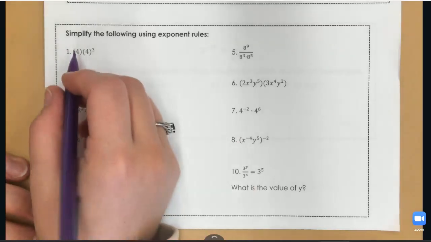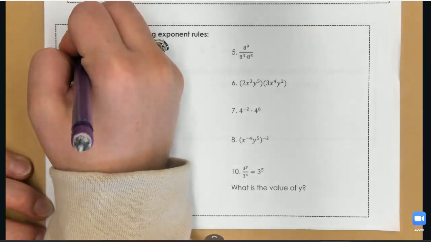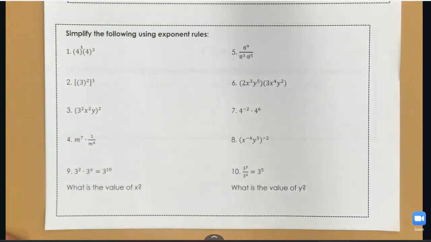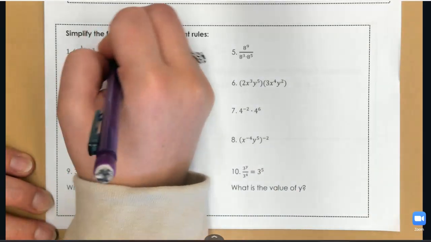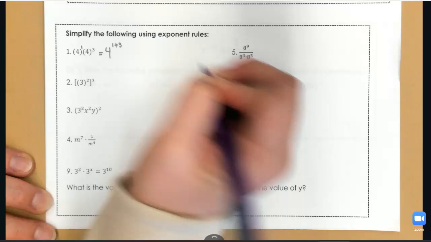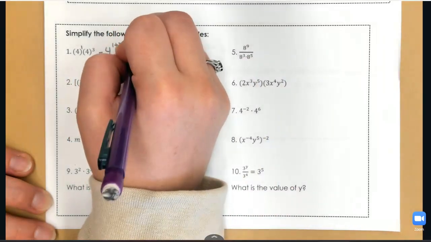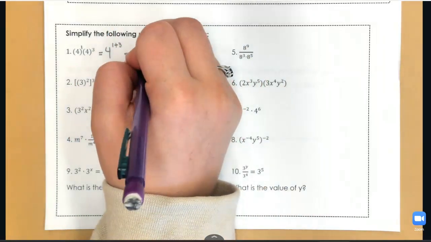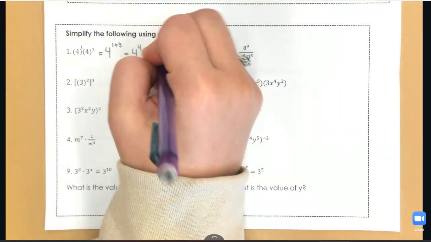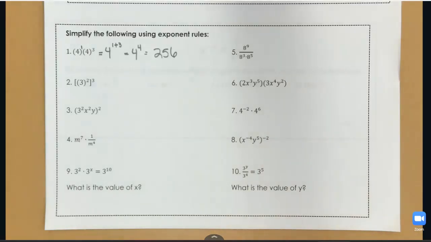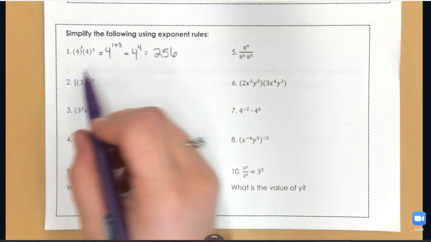So here on problem 1, I have 4, and we're assuming that is 4 to the first power. If I'm multiplying that by 4 to the third, that means my result will be 4 to the 1 plus 3 power, and that is 4 to the fourth. I can actually evaluate that. It is a real number. You can use a calculator if you wish, but it is 256.